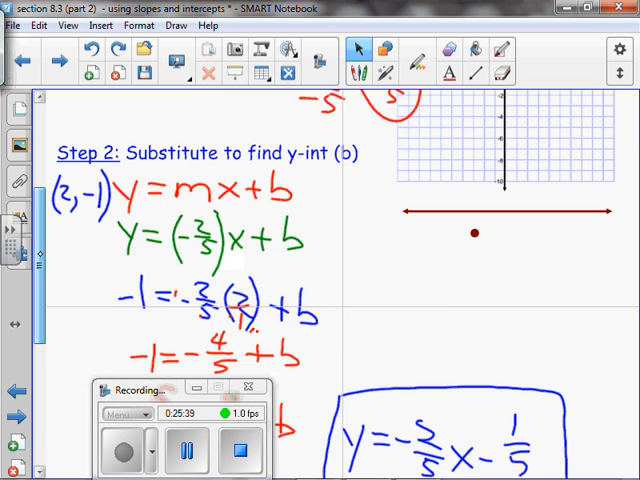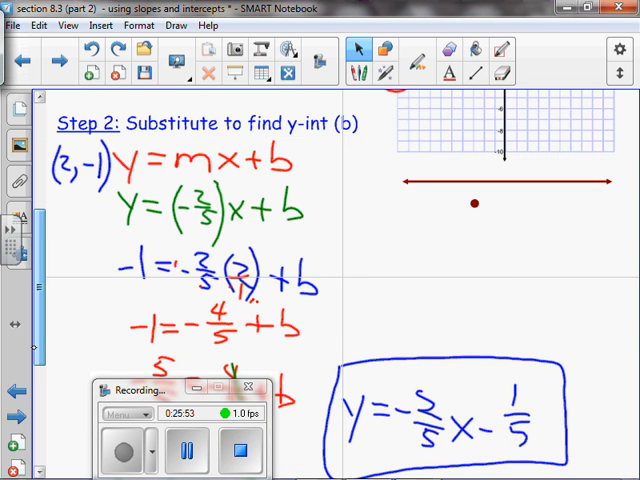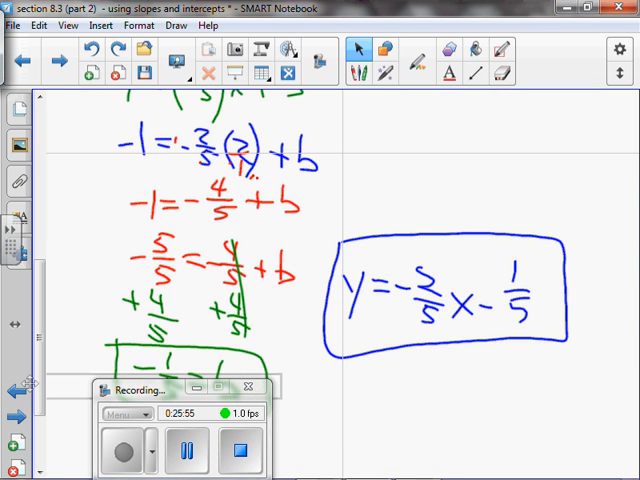Now, let's see what the question was. Write the equation of the line that passes through negative 3, 1, and 2, negative 1. So we have actually written the equation, and we are done. That's all there is to it. y equals negative 2/5 x minus 1/5. I think we have another one that we can do.